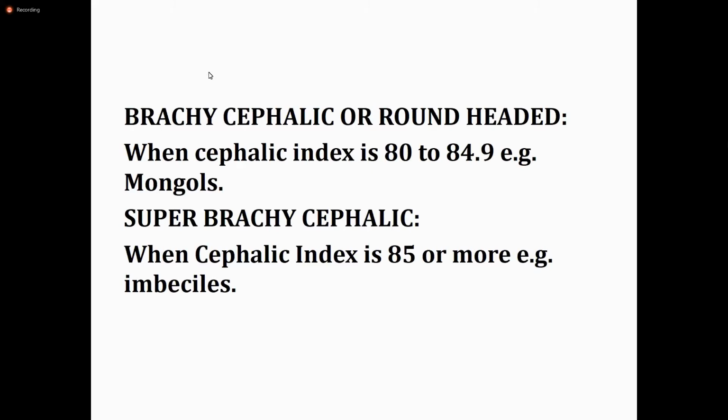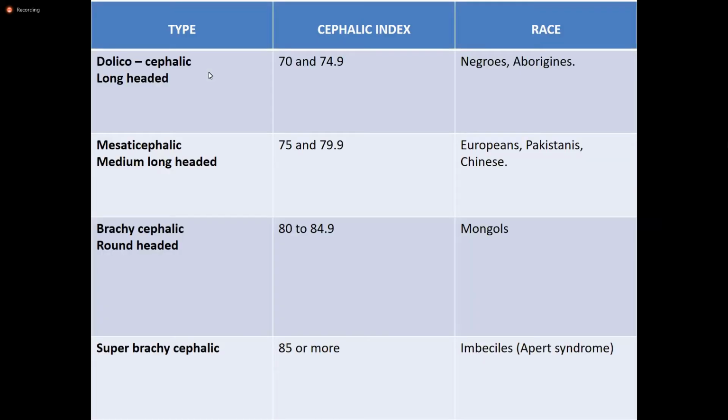The main example of this is Apert syndrome, in which there is a genetic abnormality and a large number of skin manifestations, or those people who are of low IQ and have a genetic abnormality. So they fall into super brachycephalic, where the cephalic index is 85 or more.